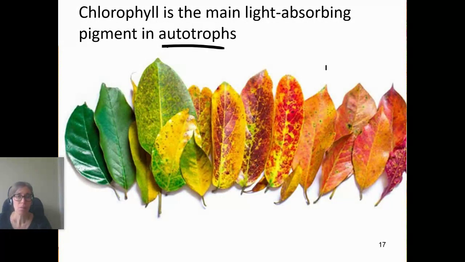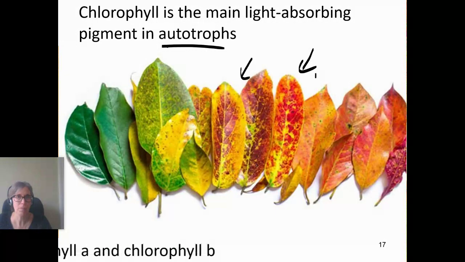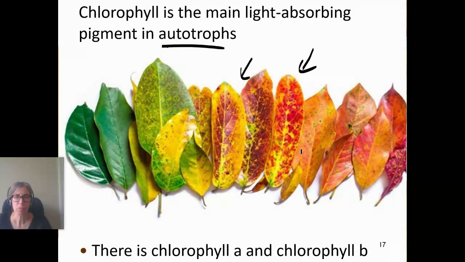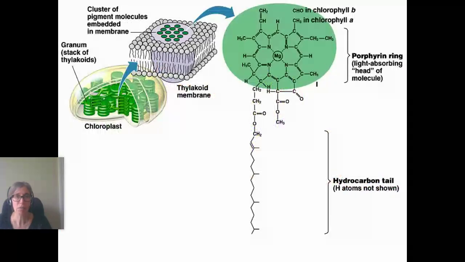You don't really need to know the difference between them. In the autumn, when chlorophyll is taken back into the plants, we can see these other reds and yellows showing up a little bit because they're not really taken back in by the plant. So you don't really need to memorize chlorophyll A and chlorophyll B. Here's what chlorophyll looks like.